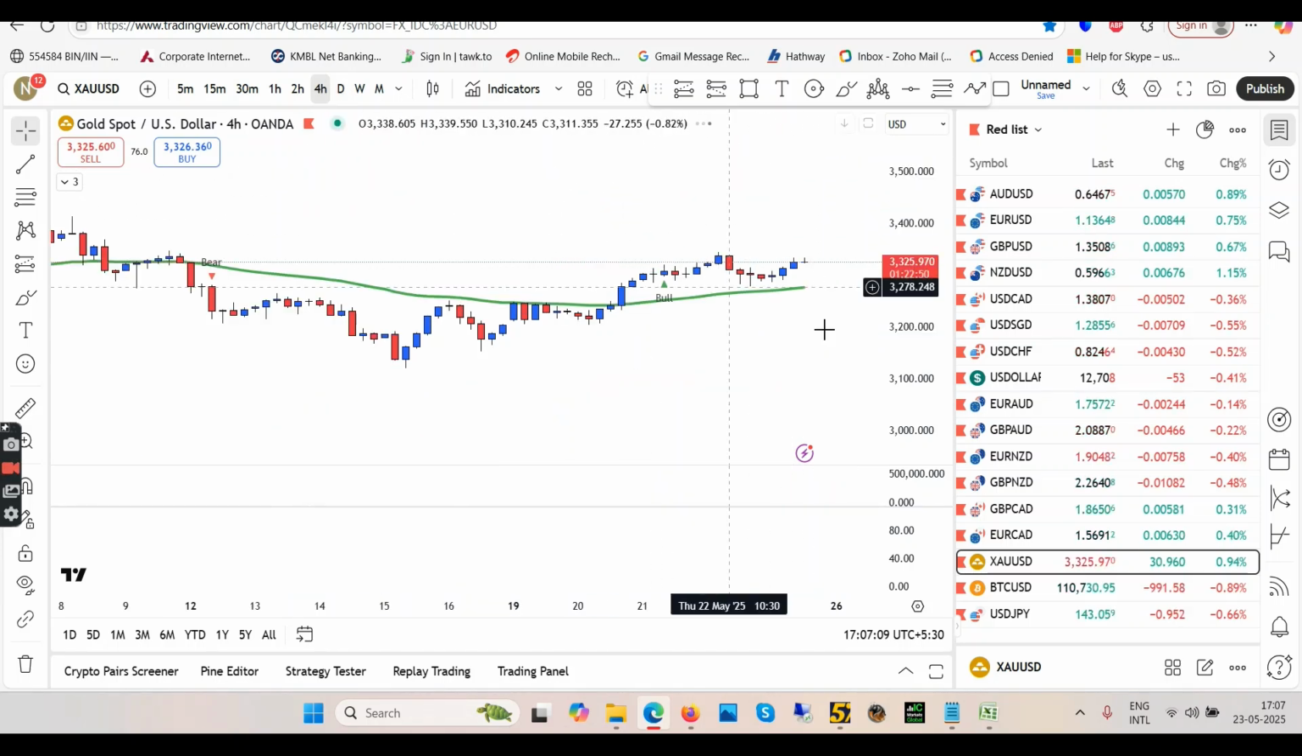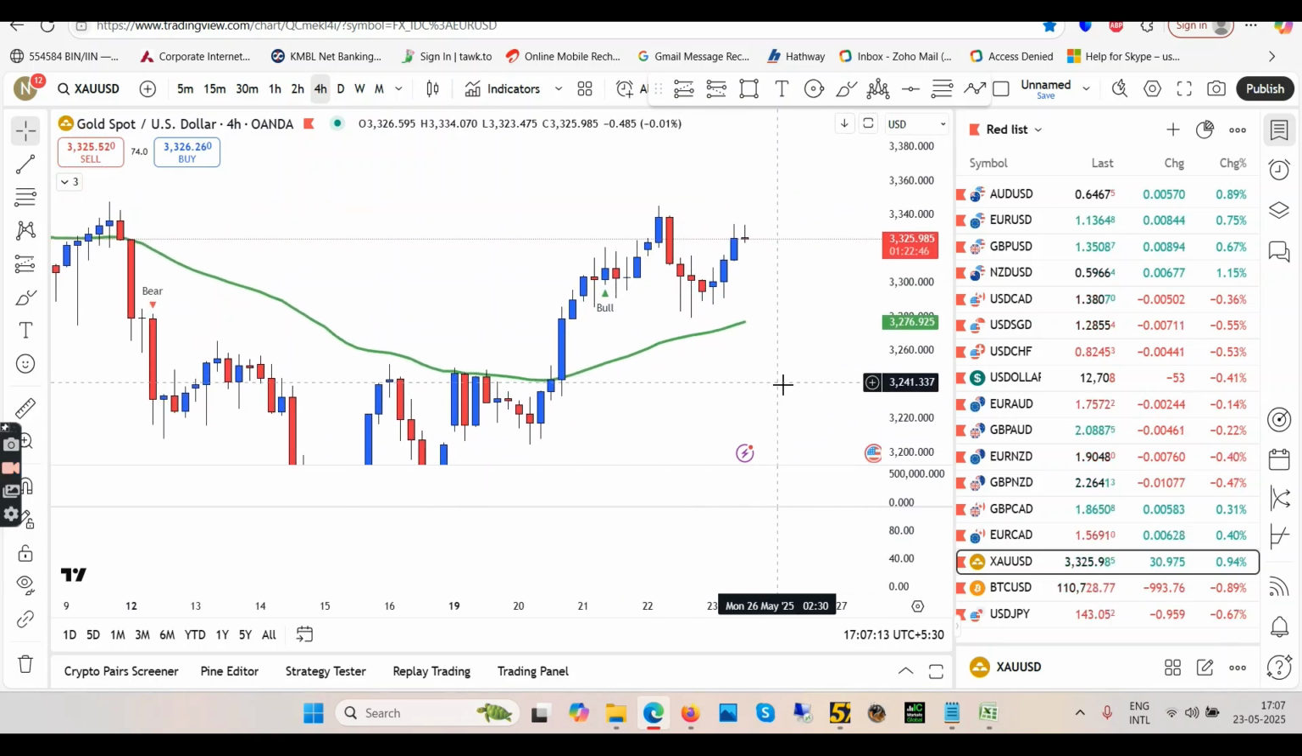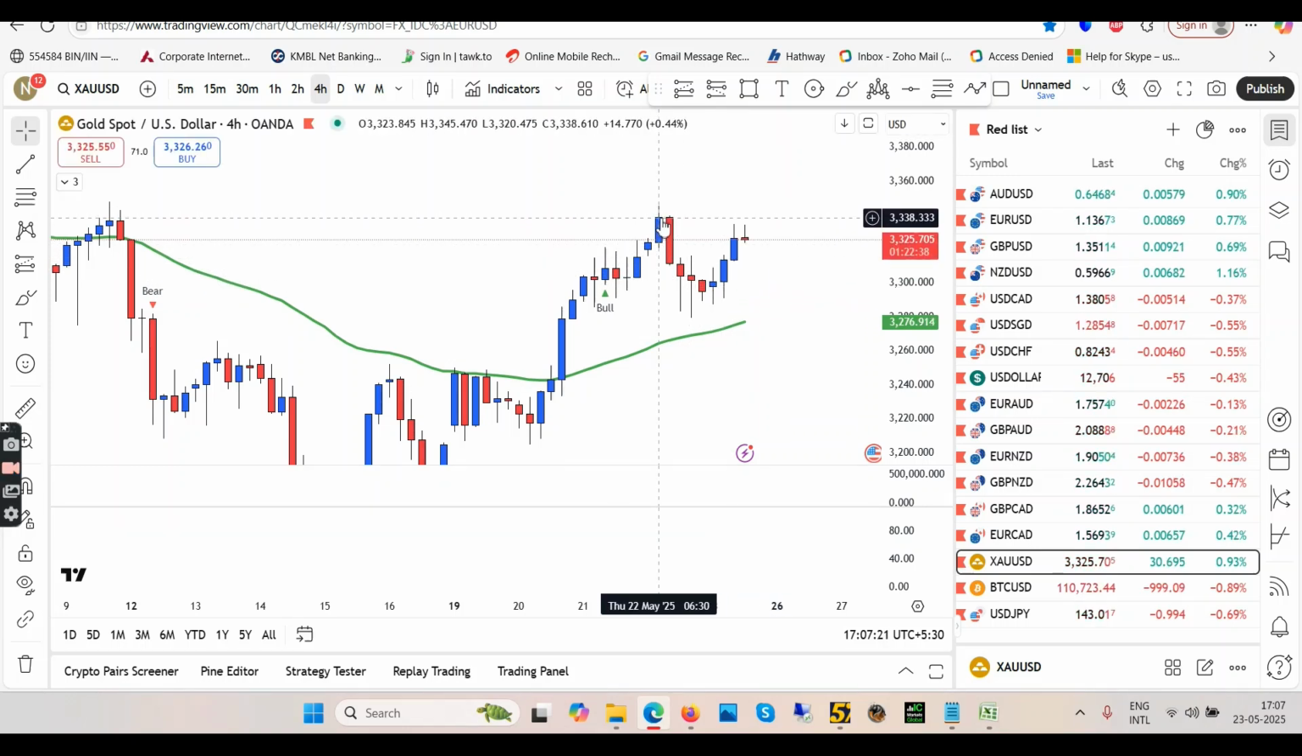Coming back to intraday traders, for 4 hour, we are above the EMA. Where was your sniper entry? Your sniper entry was right here. Okay, pull back, then this candle is your sniper entry. We're going for this high. So next target profit is 3338. So if you enter this buy in gold right now, you can expect to exit out at 3338 or 3340. That is gold for you.